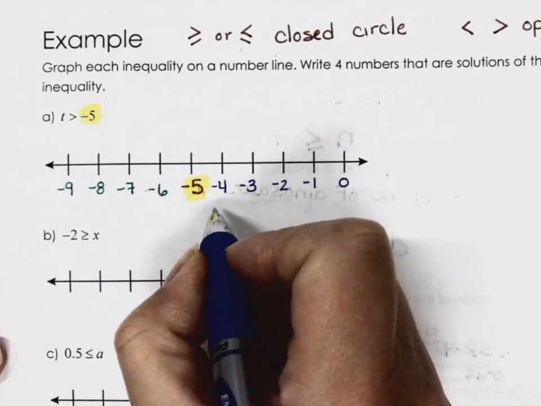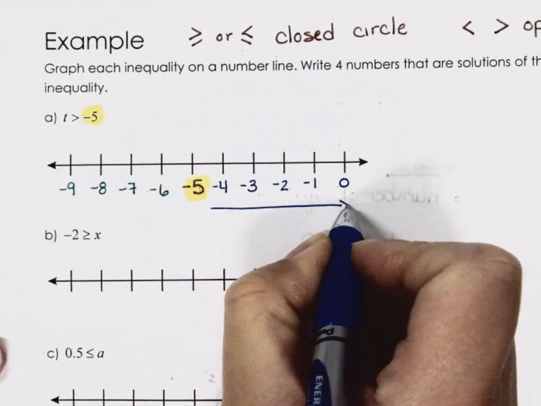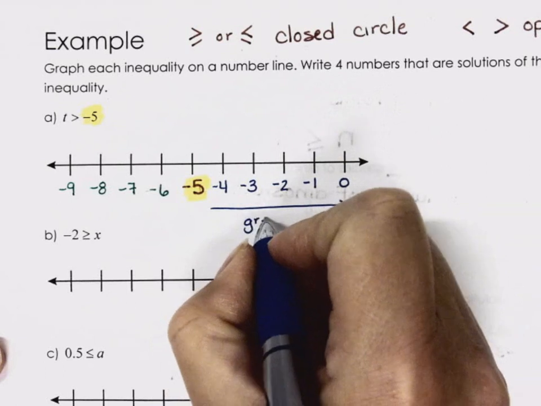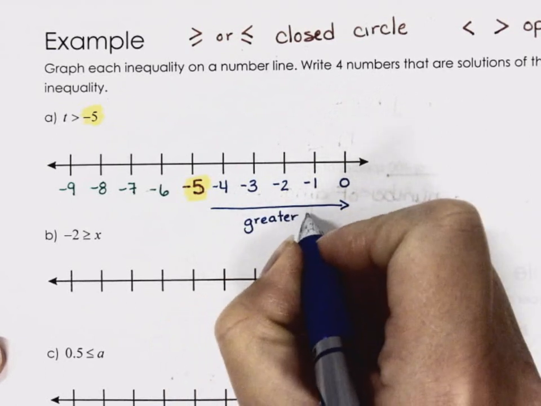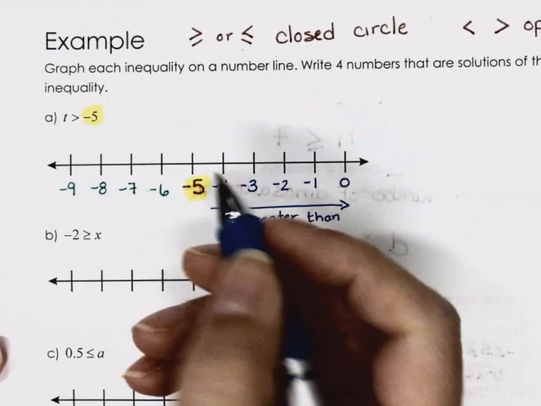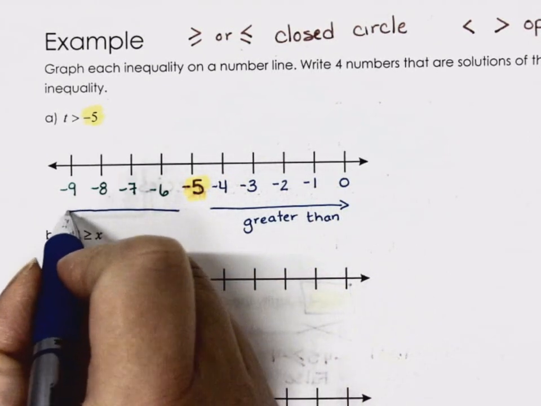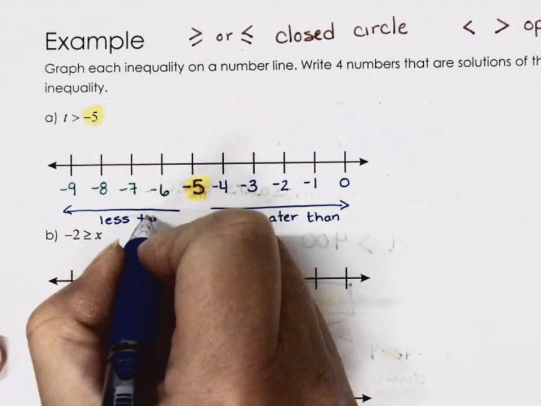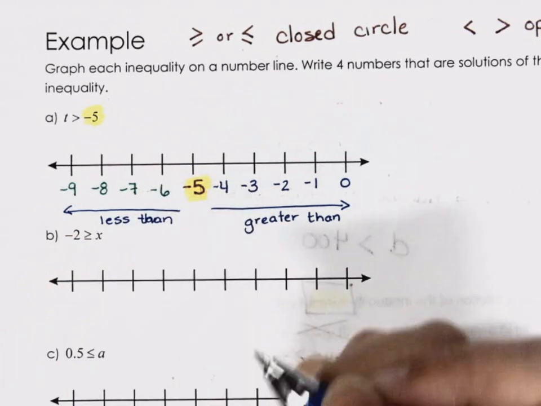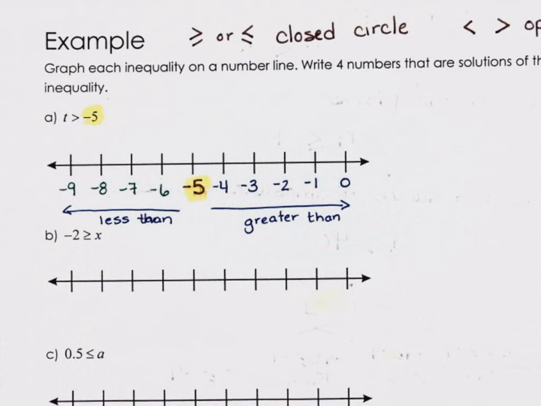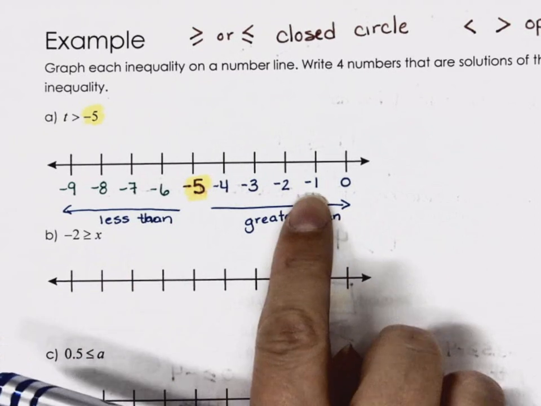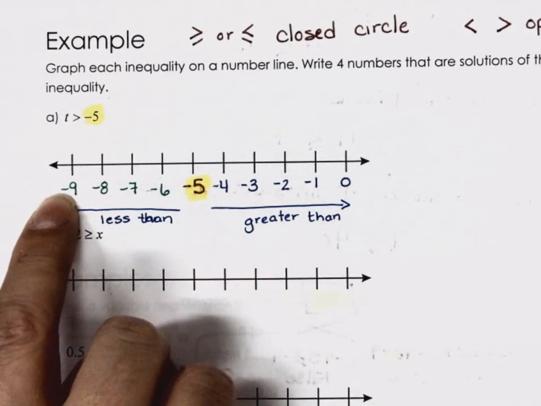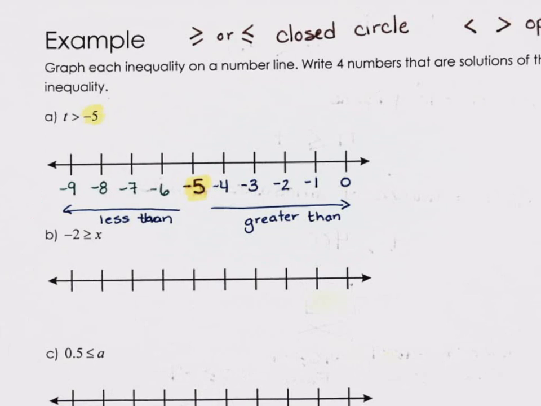Okay, so any numbers to the right are greater than. Any numbers to the left are less than. If you think of this as temperature, we'd much rather have it be -1 out than -9, right? Because -9 is less, it's colder. So if you think of it that way. Okay, so now we're going to put this on a number line.